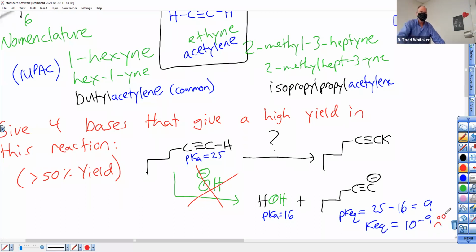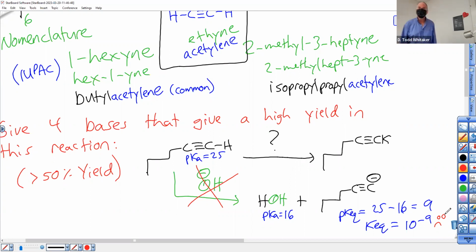I need KEQ to at least equal 1, because that would be 50% products divided by reactants, right? 50-50, that's what K is. Concentration of products divided by concentration of reactants is K. You need more products than reactants in this question because the teacher said I need a more than 50% yield. I hope that's clear. Think about those words. Pause the video, think about the words, come back, okay?